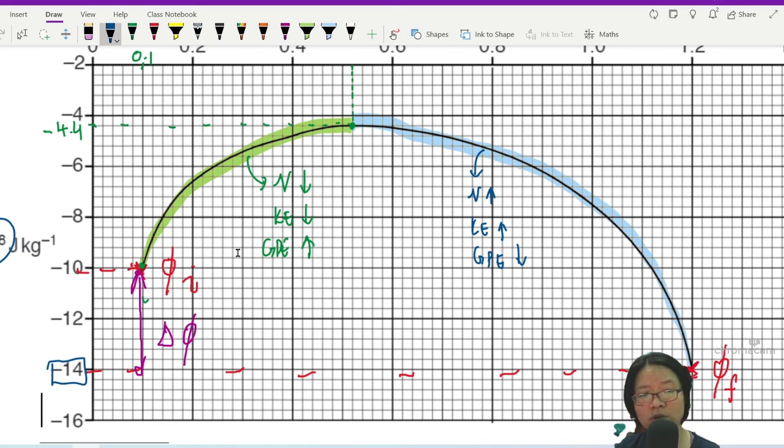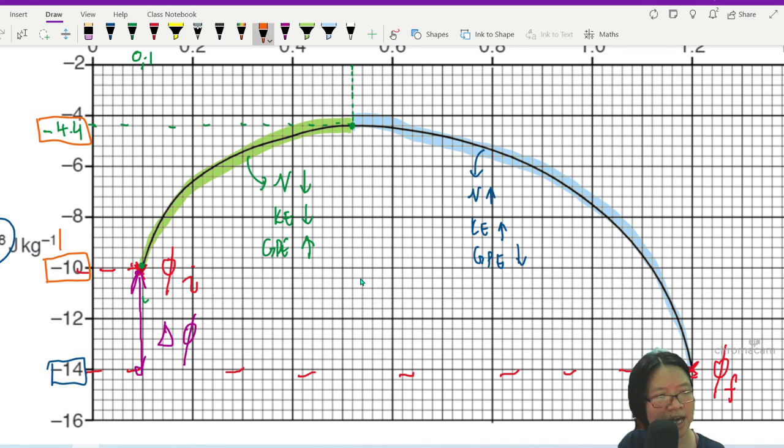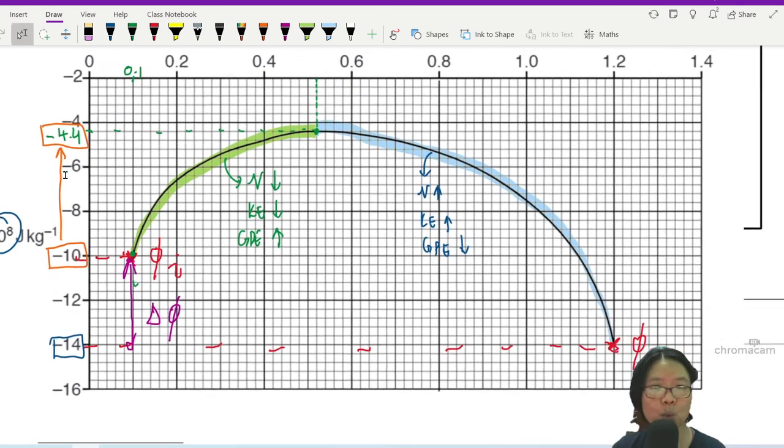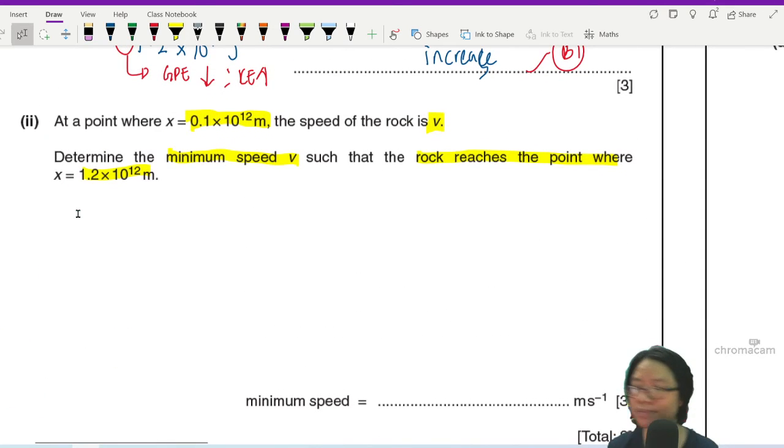So right now, if I want to bring my object from this point to this point, I just need to be able to tackle this change in potential, from negative 10 to negative 4.4. As long as I can increase it to negative 4.4, this point, after that, star B will take over and attract the mass over. So I have to repeat the calculation. The only difference is my change in potential is now from negative 10 to negative 4.4. Let's go. I just need to bring it close enough to B. B will take over and attract.